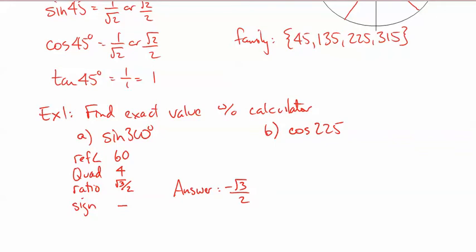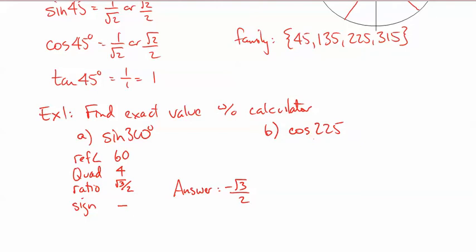Alright, I did the first one. I thought it might be difficult for you, so I'm just going to do this first one and then talk it out. 300 degrees is in quadrant 4, and a reference angle of 60 degrees. I need 60 degrees more to get to 360. The sine of 60 degrees matches the ratio of root 3 over 2. In quadrant 4, sine is negative because it's y over r. Therefore, the answer is negative root 3 over 2 as a ratio.